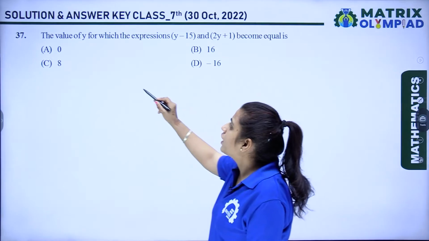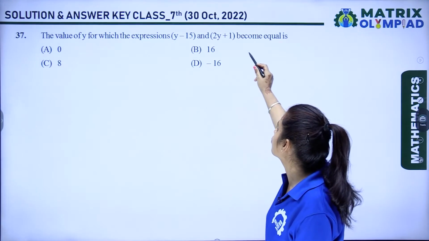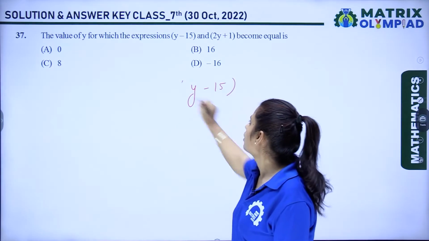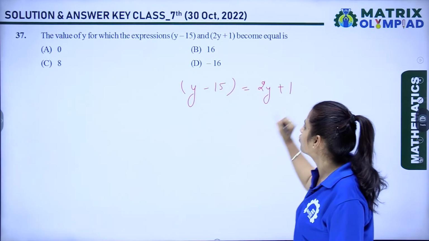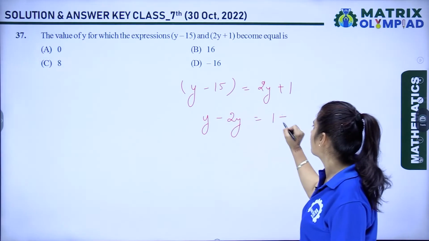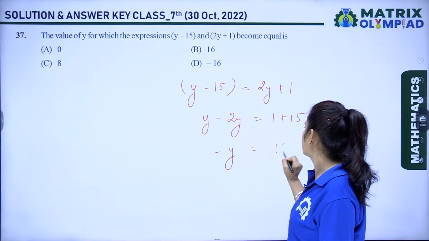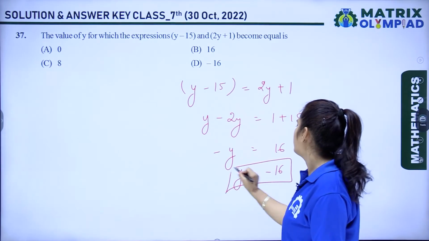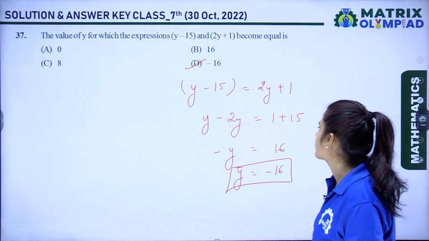The value of y for which the expressions y minus 15 and 2y plus 1 become equal. So here let's solve the equation. y minus 15 is equal to 2y plus 1. So here y minus 2y equal to 1 plus 15, minus y equal to 16, that is y equal to -16. So the value of y is -16. Option D is the correct answer.